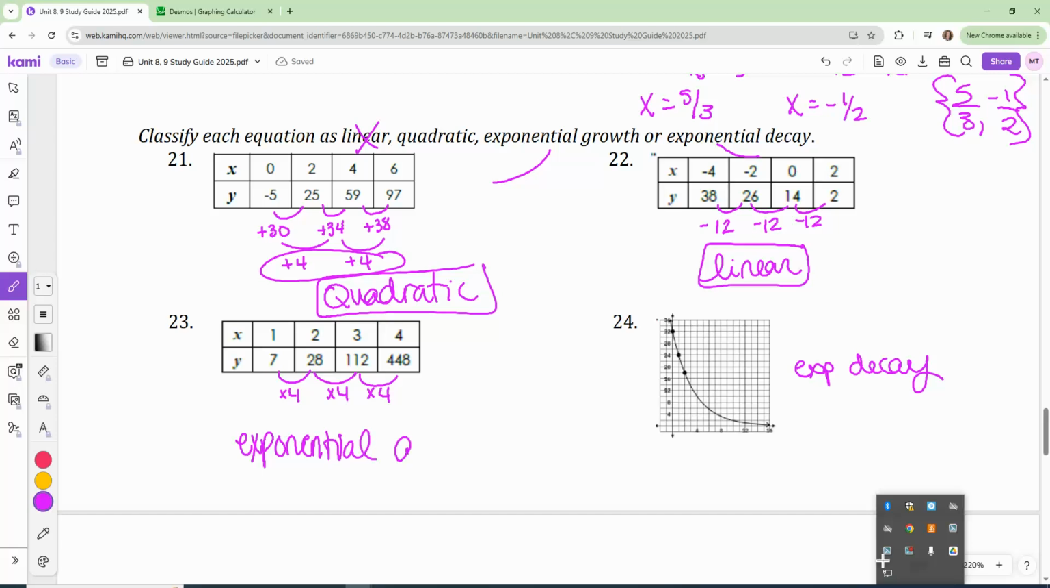If you're multiplying, we call that growth. When we had to divide, that was decay. So since I'm multiplying by 4, it is getting larger. Or I can look, my y's are rising. Or if you plot it on Desmos, you'll see that curve going up. So that is exponential growth.